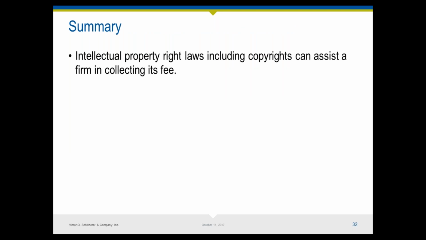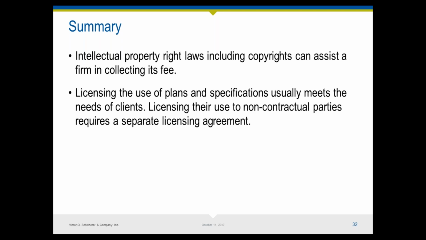Now, in summary, let's leave you these 3 points. One, yes, they can assist you in collecting a fee. That's the part that you want. You want to make sure you get paid for your project. You can license the use of the plans and specifications. That almost always meets the needs of the client rather than transferring information to the client, transferring ownership of the documents and the copyright and the design.